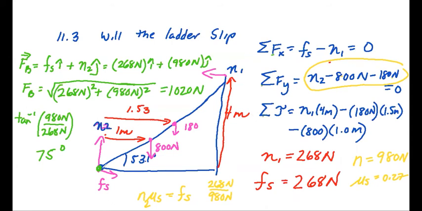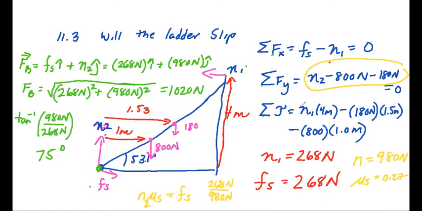In the X, I have the friction going in the positive direction. The frictional force minus this normal force up at the top of the ladder equals 0. And the sum of the forces in the Y, I've got this normal force here we called N2, in the positive direction, minus 800, the weight of Sir Lancelot, minus 180, the weight of the ladder, and that equals 0 because the system is in static equilibrium.